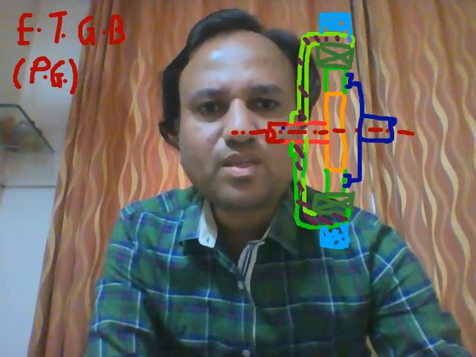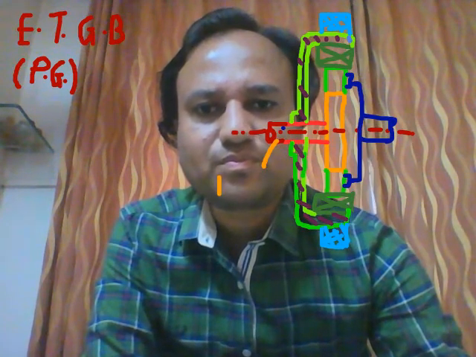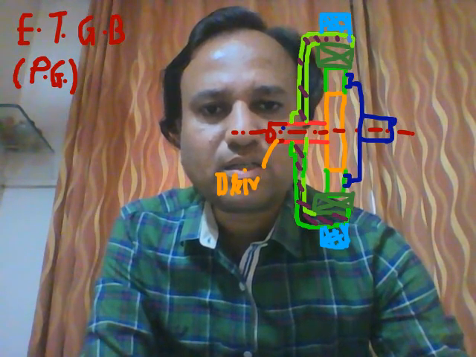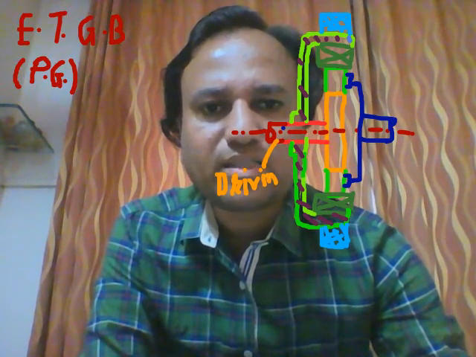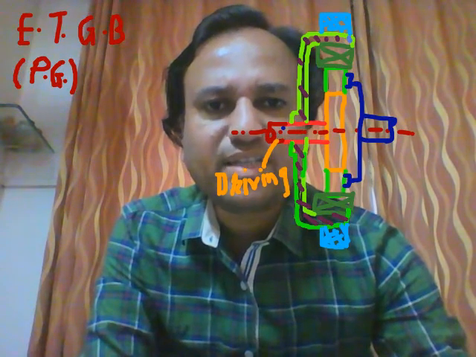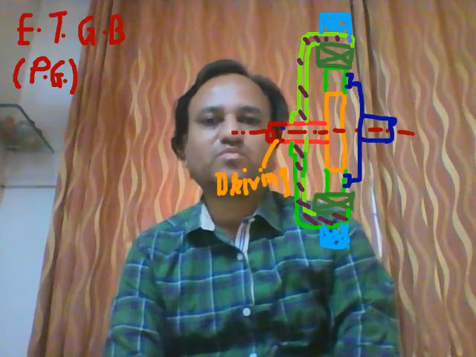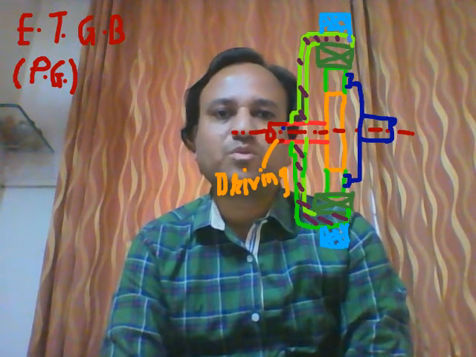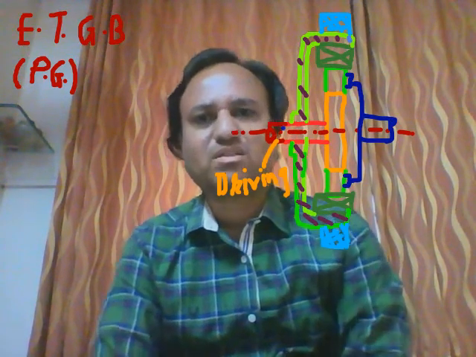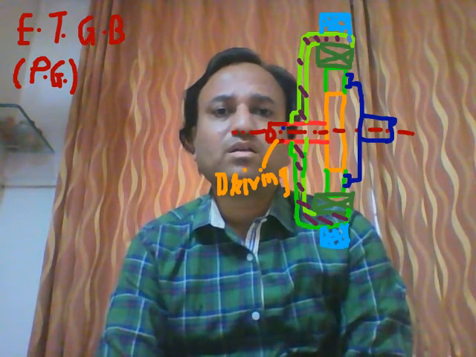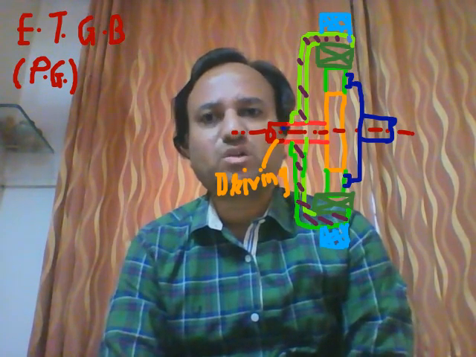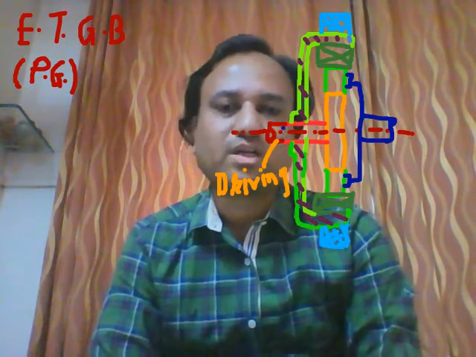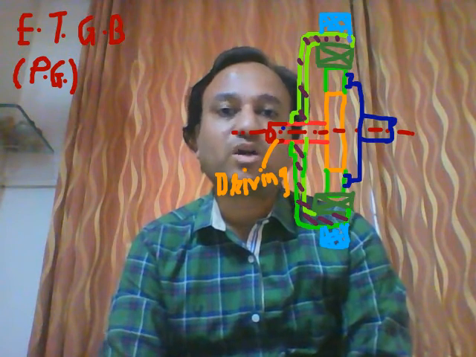Student, this is the driving shaft. The driving shaft of this gearbox is connected to the engine shaft via a clutch. Now student, in combination with the automatic gearbox or the planetary gearbox, hydraulic clutches are used, either fluid flywheel or torque converter.